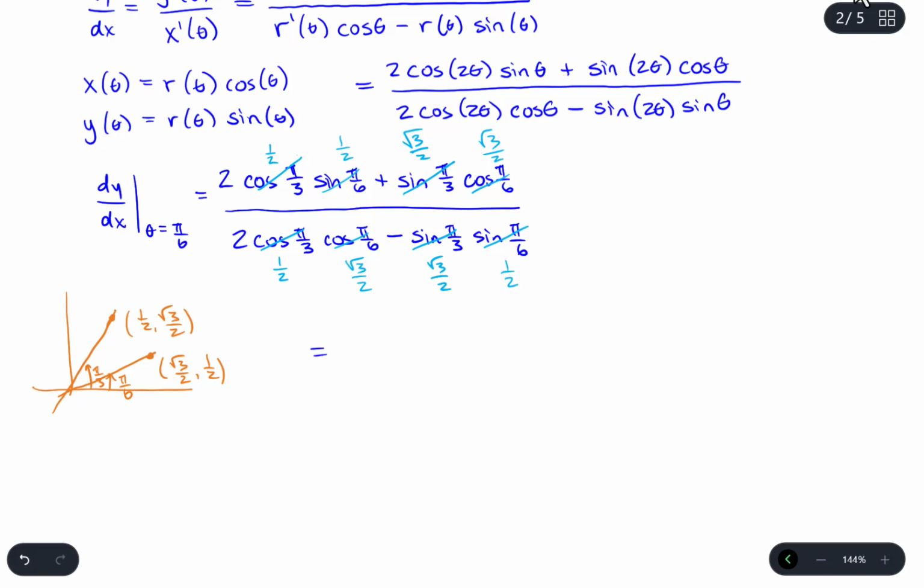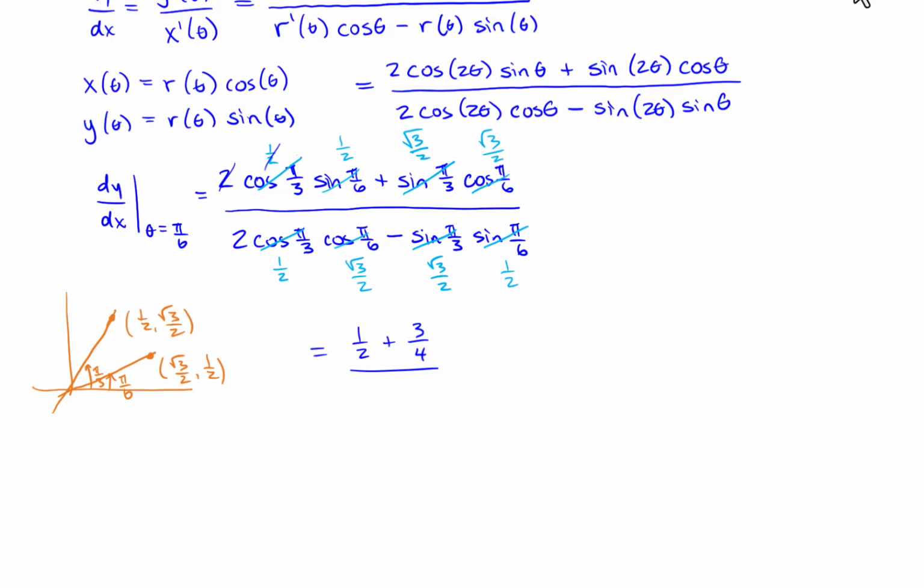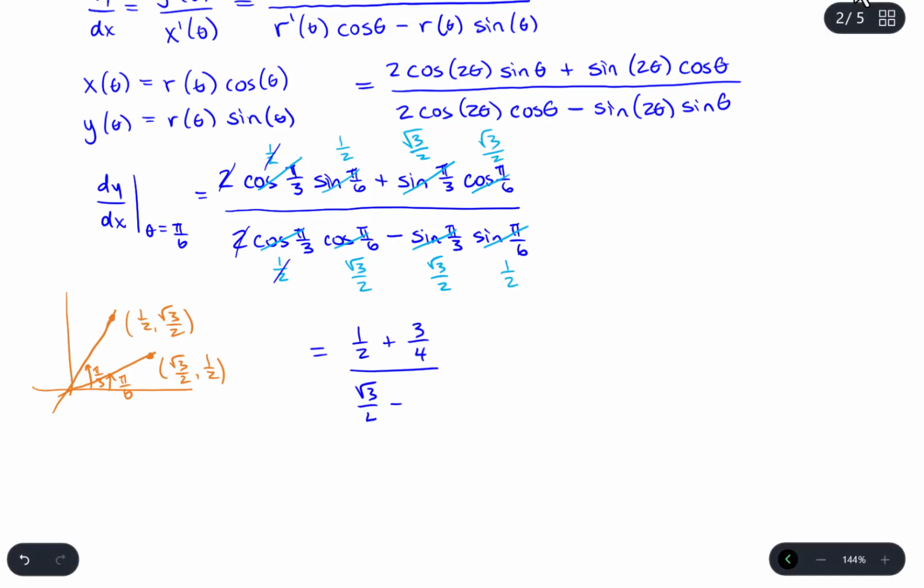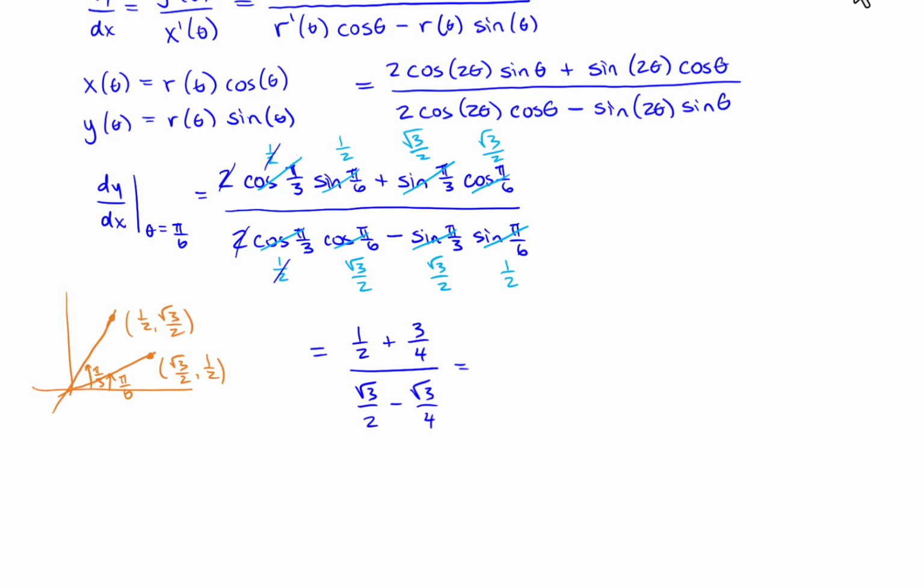Okay, so simplifying, well, let's see, 2 times 1/2 would cancel, so it looks like I have 1/2 plus root 3 over 2 times root 3 over 2, which would just be 3/4. And in the denominator, it looks like I have 1/2 times root 3 over 2, so that's root 3 over 4 minus, oh, no, actually, no, sorry, 2 times 1/2. I forgot about my 2. So that would be root 3 over 2 minus root 3 over 4. There we go. That's better. Otherwise, I would have gotten division by 0, which isn't a big deal. It just means you have a vertical tangent line, but I'd prefer not to get that.